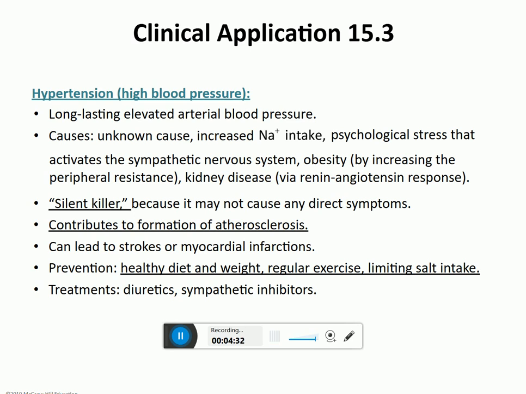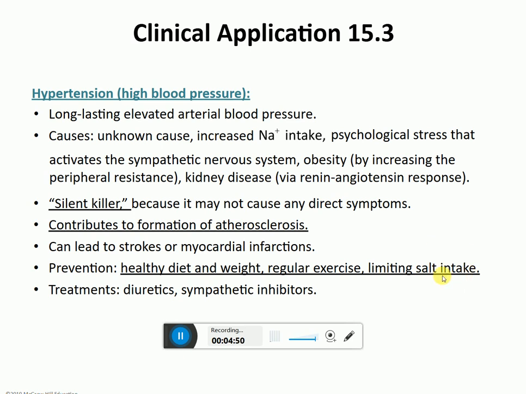and preventing high blood pressure is a better way than actually treating it. So to prevent it, you would make sure that the patient is on a healthy diet and has a healthy weight. If not, then they would need to get there through regular exercising, and you'd also want them to limit their salt intake.